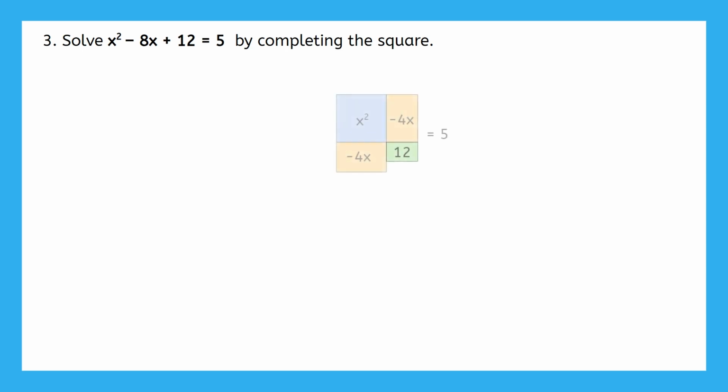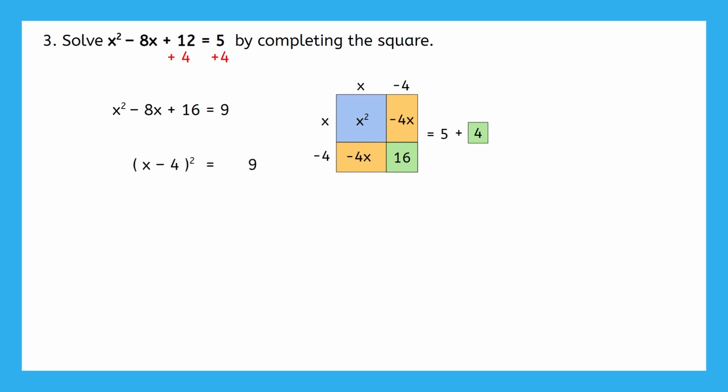We first build our area model, which will give us side lengths of x minus 4. Negative 4 times negative 4 is 16, so we need a 16 in that right bottom box. Since we already have a 12, we can simply add 4 on both sides. Our equation can then be rewritten as x minus 4 squared equals 9.